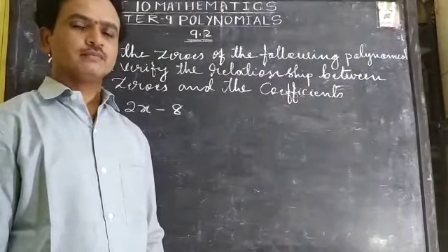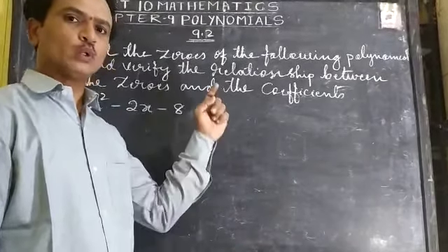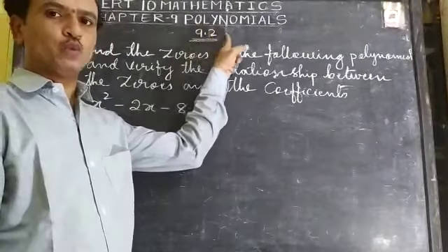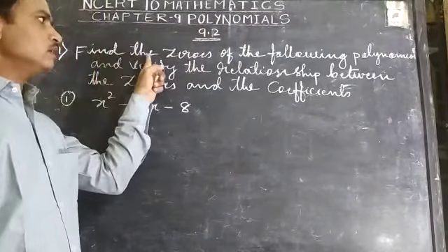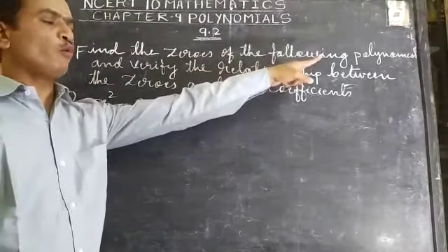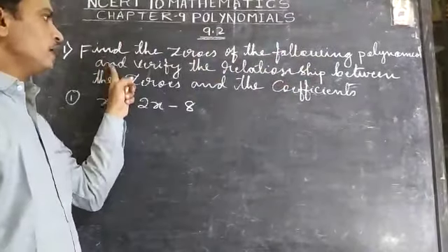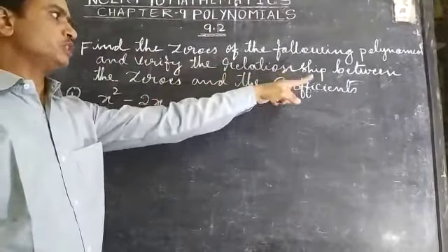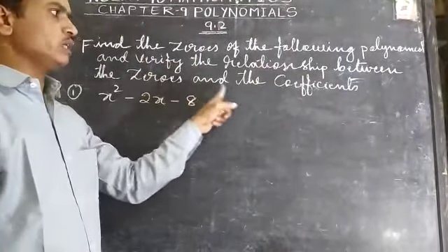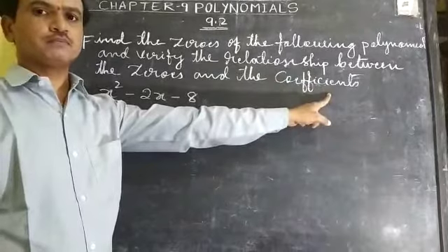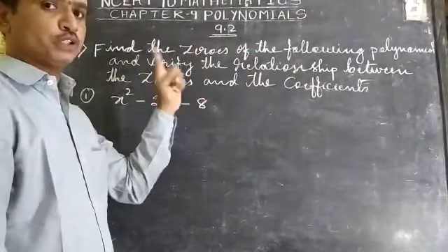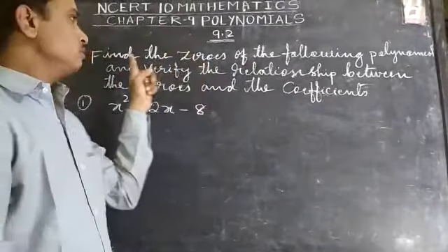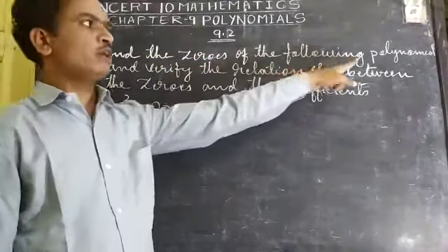Hello. In this session, we'll go to exercise 9.2. First, find the zeros of the following polynomial and verify the relationship between the zeros and the coefficients. Understood? Now, what is given here? Question, try to understand first. Find the zeros of the following polynomials.